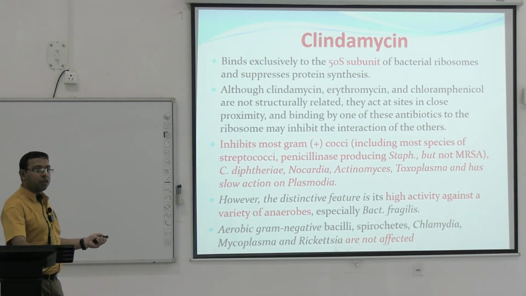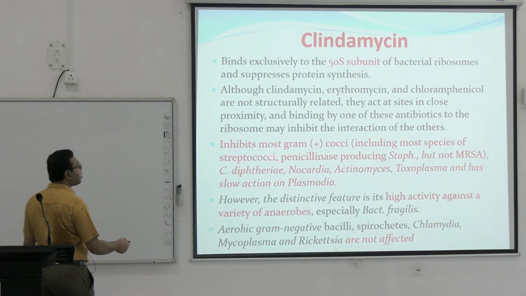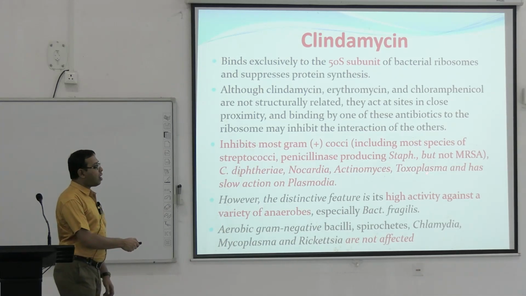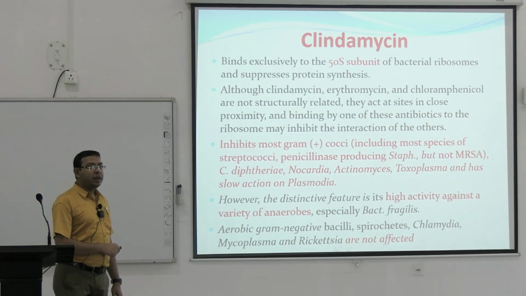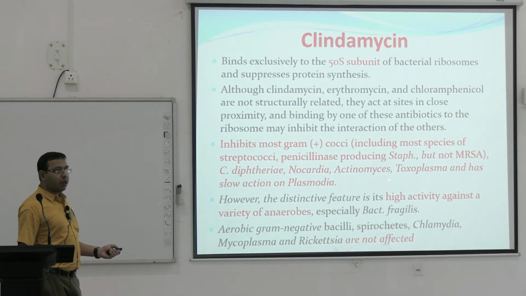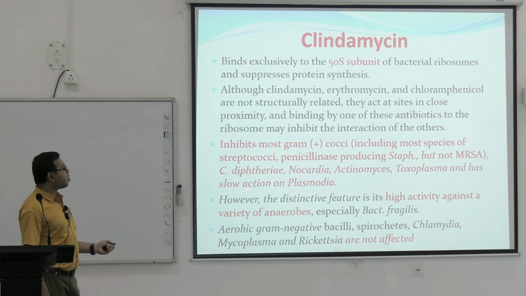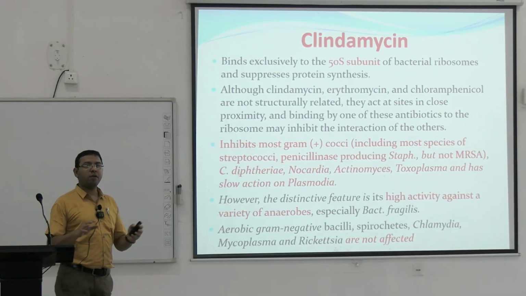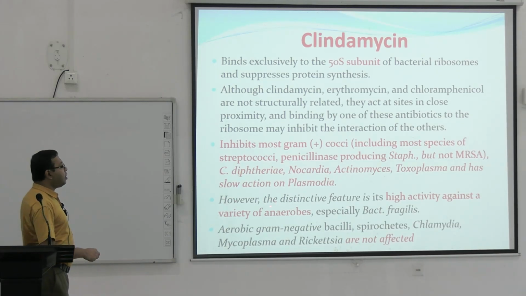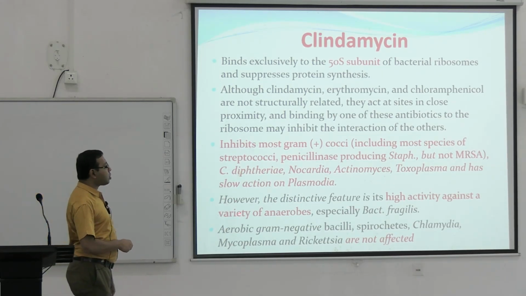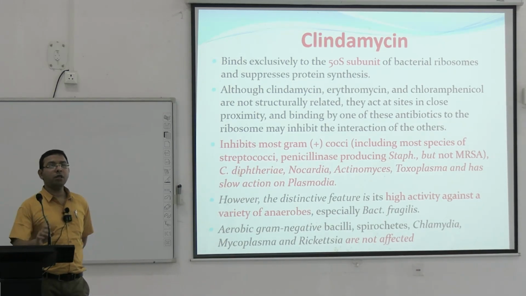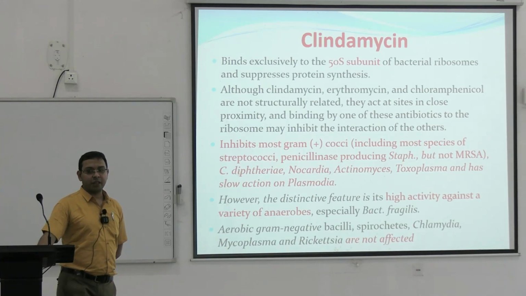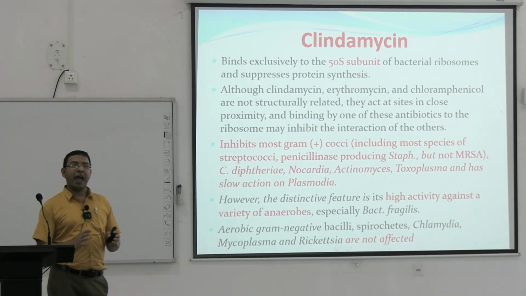They inhibit most gram-positive cocci, including most species of Streptococcus. Antibacterial against diphtheria, Nocardia, actinomycetes, Toxoplasma gondii, and has slow action on the Plasmodia. So they have different types of effects on a wide range of organisms. Anaerobes like Bacteroides fragilis. So remember, clindamycin is now mainly used in case of anaerobic infections. The previous ones are mostly used in aerobic infections.